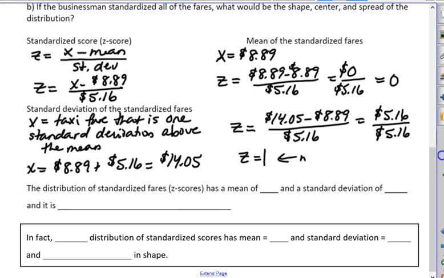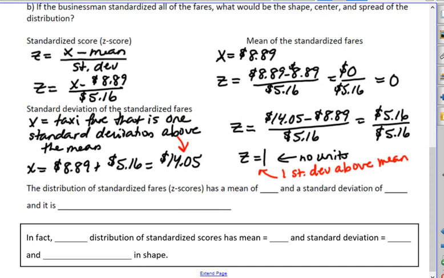Remember that we have no units on here because the dollars cancel out in this case. The units in the numerator and denominator will always be the same when you do a z-score, so they will always divide out and give you a unitless measure for the z-score. So this says the mean of the standardized fares is 0 and the standard deviation of the standardized fares is 1, which makes sense because this says I am 1 standard deviation above the mean. Okay, a taxi fare that is 1 standard deviation above the mean. That's what a z-score denotes.